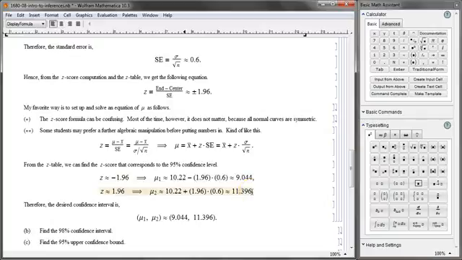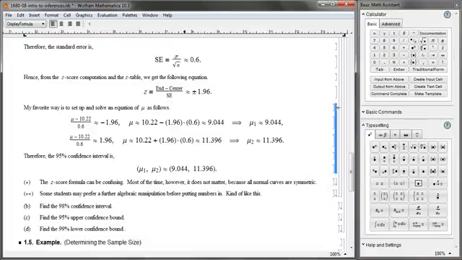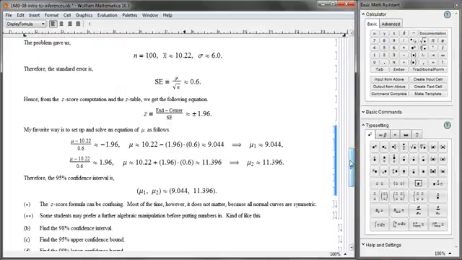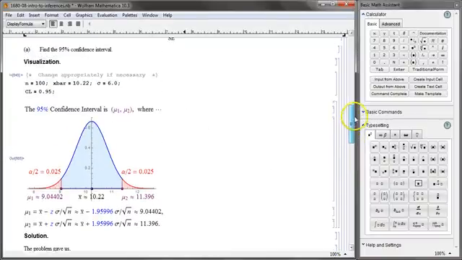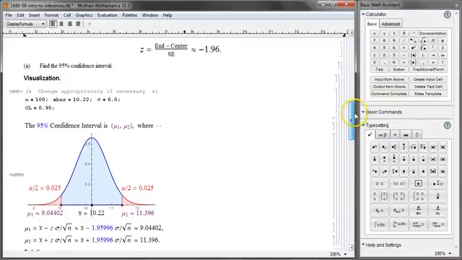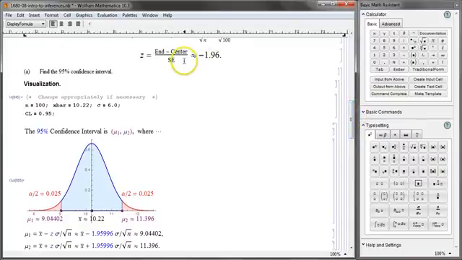So personally, I dislike this method. I prefer the first method better. But if you prefer the second method, go ahead. I'm not going to prevent you from using it. Here's the normal picture again. And then end minus center over SE formula is there too.